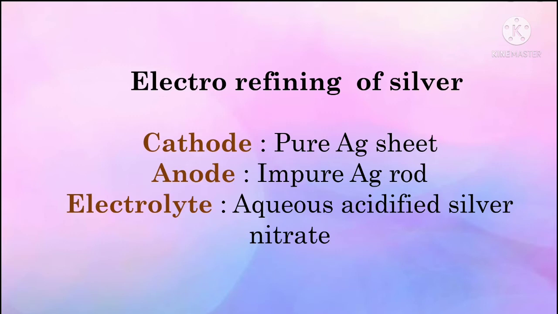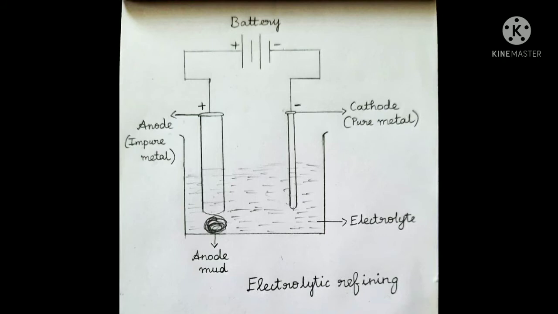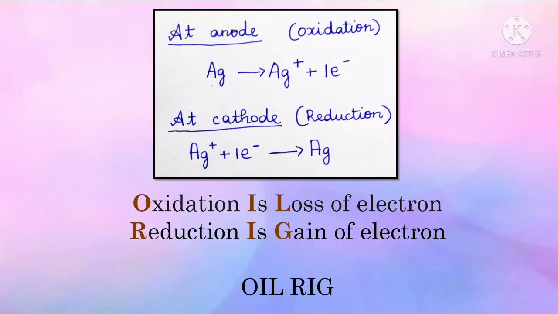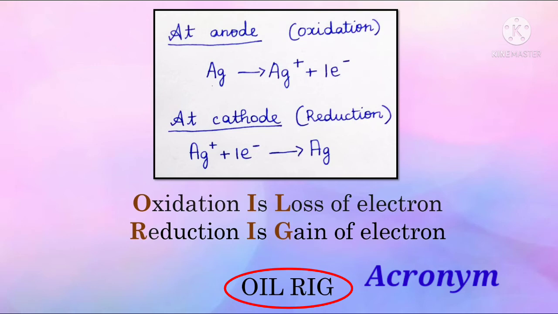Now this entire thing takes place in an electrolytic vessel, which you can see in the diagram. So what happens when you pass electric current? At the anode, an oxidation process takes place. Likewise, at the cathode, a reduction process takes place. What is oxidation and what is reduction, we know according to the electronic concept. According to the electronic concept, loss of electron is oxidation. Likewise, gain of electron is reduction. You can easily remember this by the mnemonic OIL RIG. So oxidation is loss of electron, whereas reduction is gain of electron.